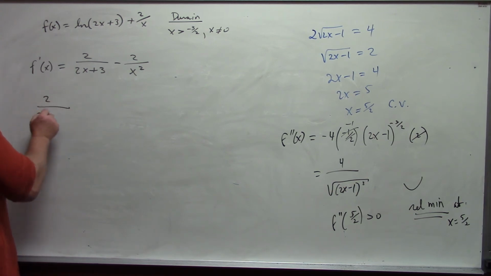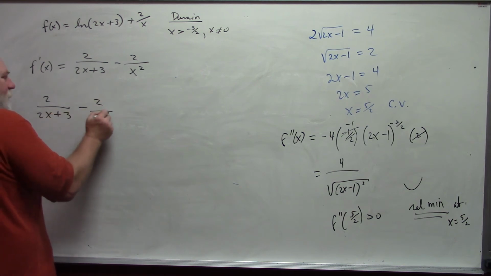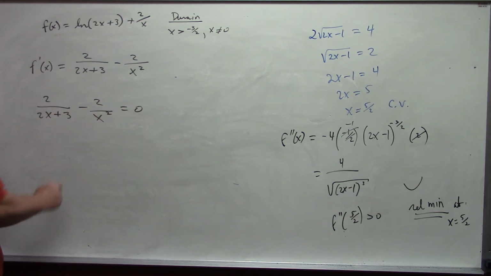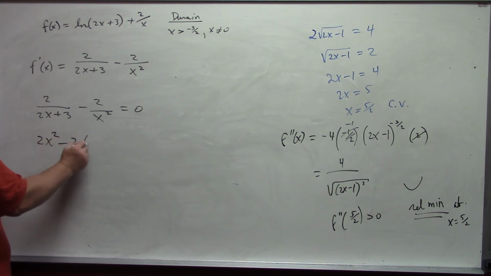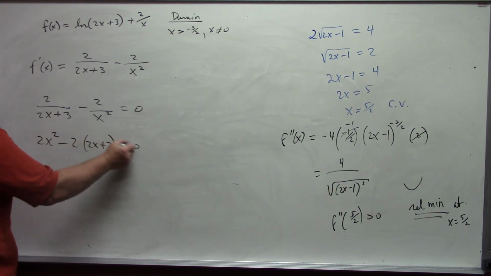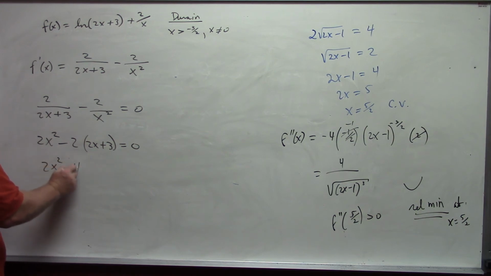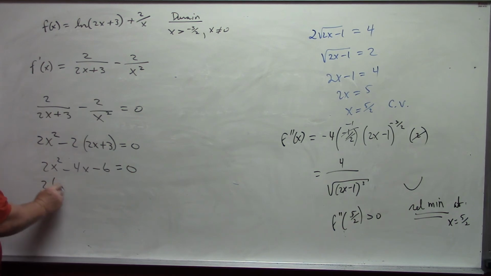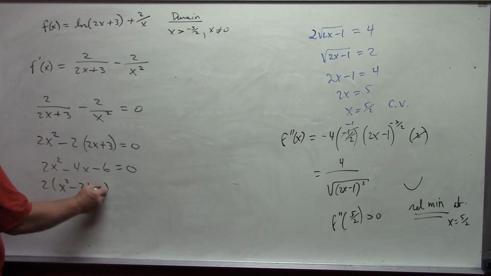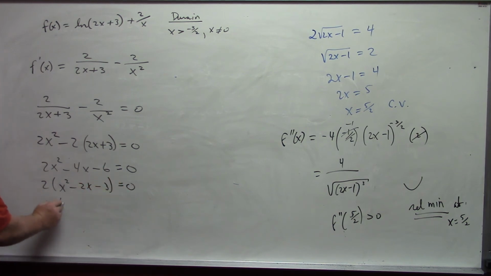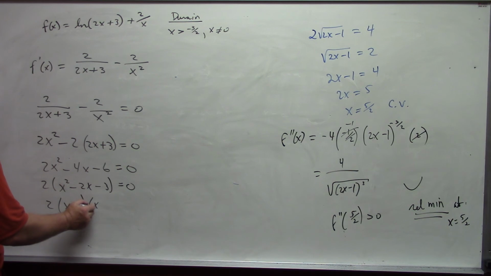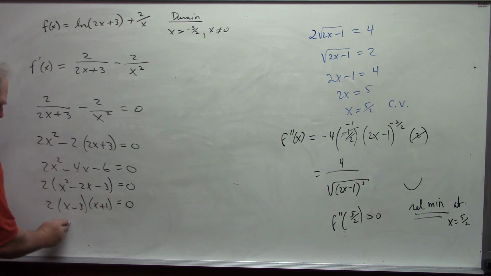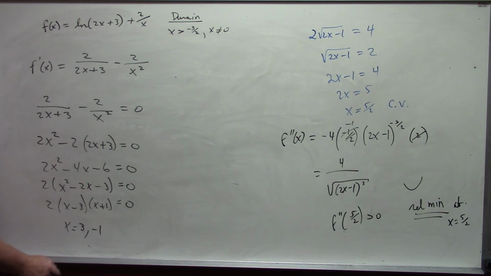We do need to find the critical values. So I will set this equal to 0. 2x squared minus 2 times (2x plus 3) is equal to 0. 2x squared minus 4x minus 6. I can factor out the 2 first. And this factors nicely, which is good. And I get x is equal to 3 and negative 1. Both of these are in the domain. That's why it's important to know what the domain is. These are critical values.